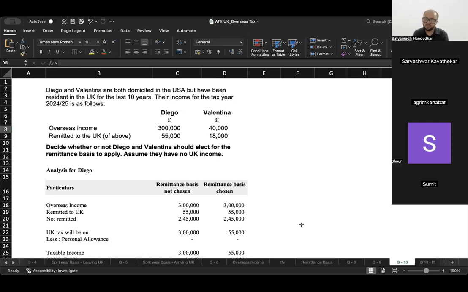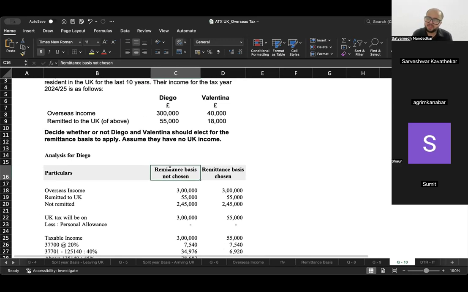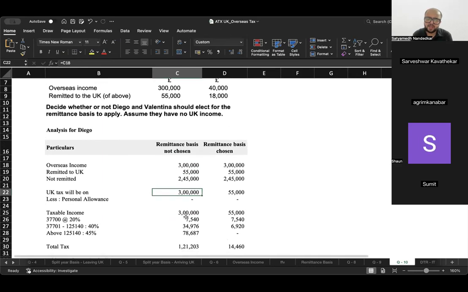Okay, let's analyze for Diego. You have to judge and tell whether the remittance basis should be applied or not. Okay, now if remittance basis is not chosen for Diego, it means he will be taxed on the arising basis. 3 lakh is the overseas income, out of that remitted to UK is 55,000, amount not remitted is 245. But because you are choosing the arising basis, your income tax will be calculated on the entire 3 lakh.